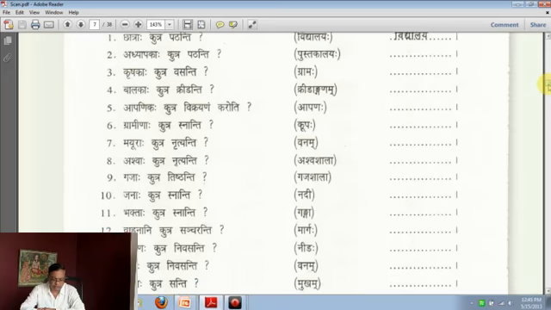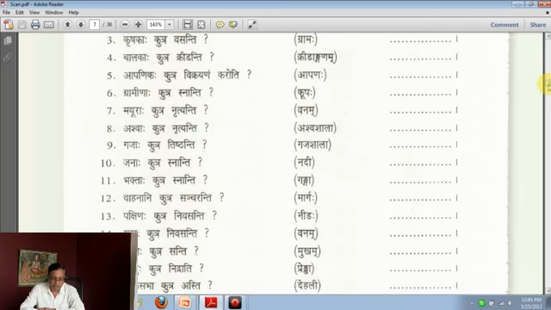Simple terms. Next. Bhaktaha Kutra Snanti. Bhaktaha Gangayam Snanti. So Ganga Shabda in Saptami takes the form Gangayam, in Ganga. Bhaktaha Gangayam Snanti.